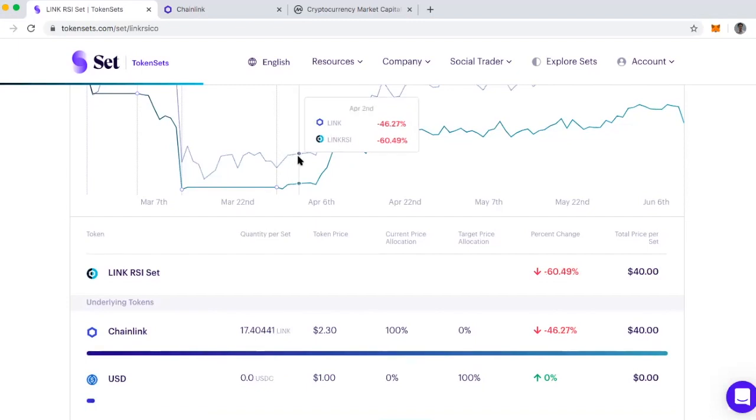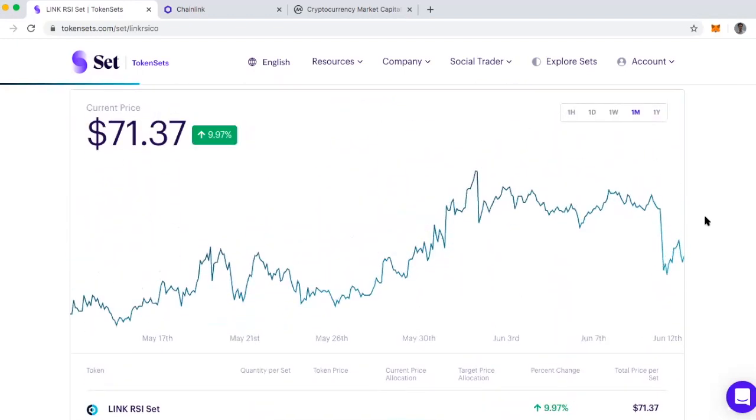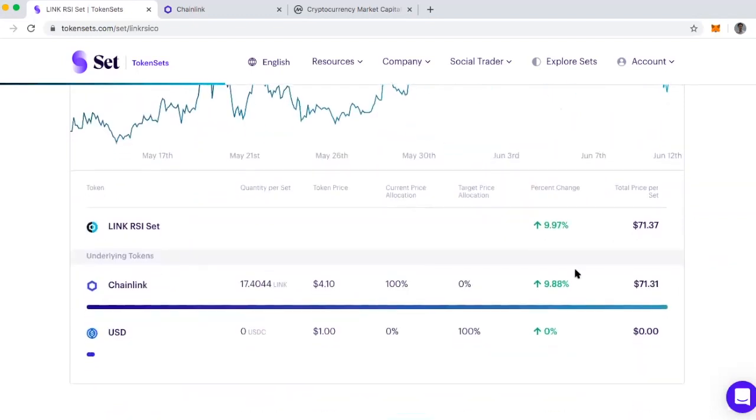So now the Link RSI set is composed of 100% Link. And that's why when we look back over the month, there's nothing very interesting here, because what's gone on is the set and what you would have done just holding the Link token are identical. So you're up 10% either way if you held Link or you held the Link RSI set. So the other set has outperformed over the last month, the one that swaps between Ether and Link.